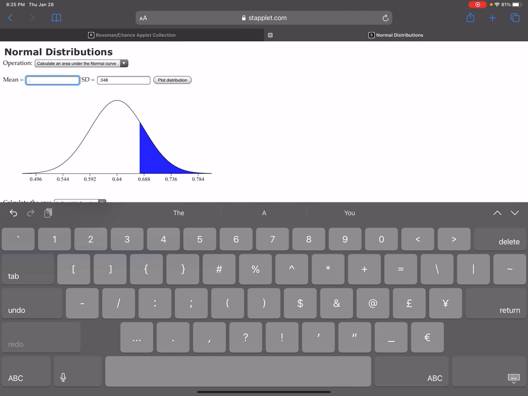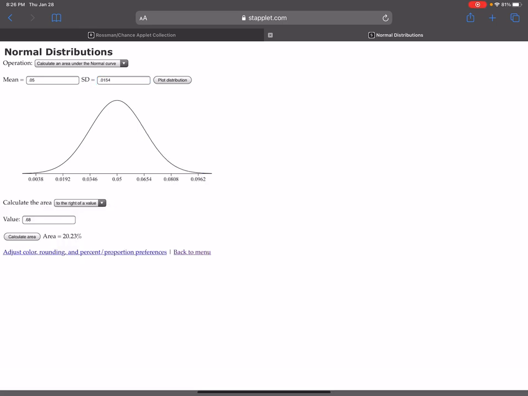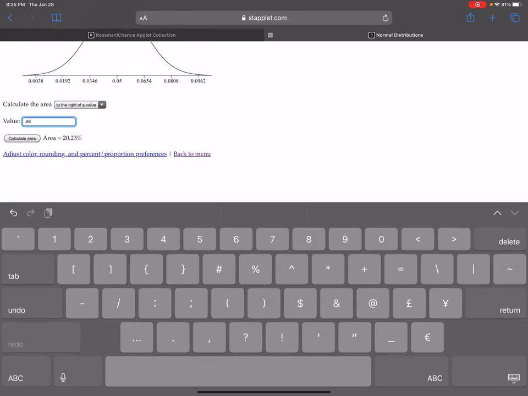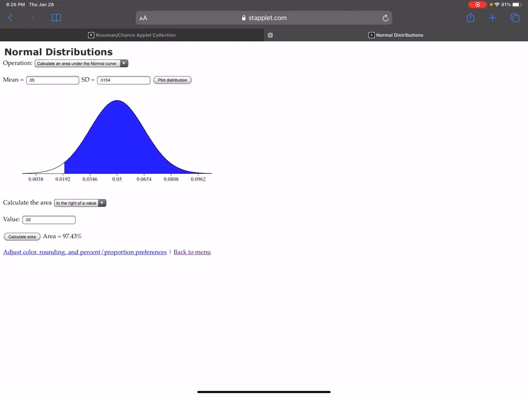And my mean is 0.05. Dang it, there was already a decimal there. Crying out loud. And your standard deviation is 0.0154. Plot. And then I want the right, oh yeah, to the right. I can read. That would be 0.02. Lovely. And I get 97.43.